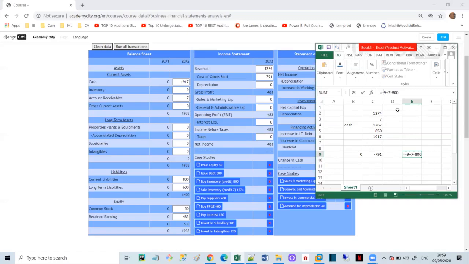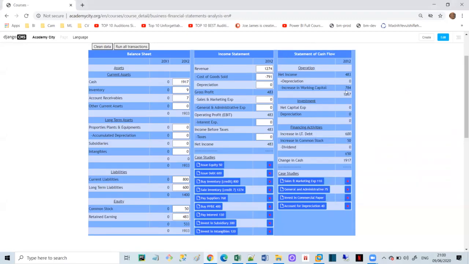Did I have... no, I have a minus here. That should be a plus. That's plus that, minus that one. And that gives me 784. Working capital went down by 784. In fact, no surprise, that's exactly the number. If it's a decrease, that would be a positive, and that's really what we have in this case.